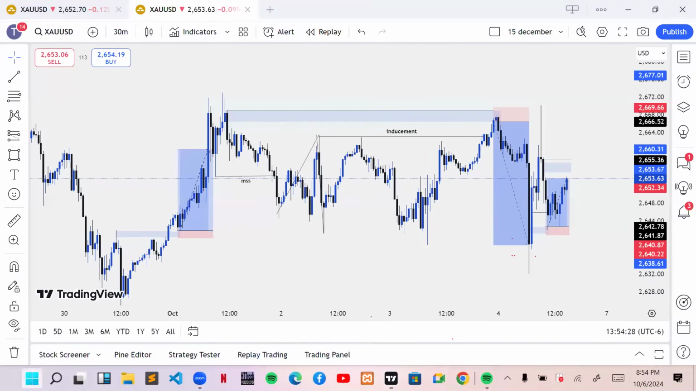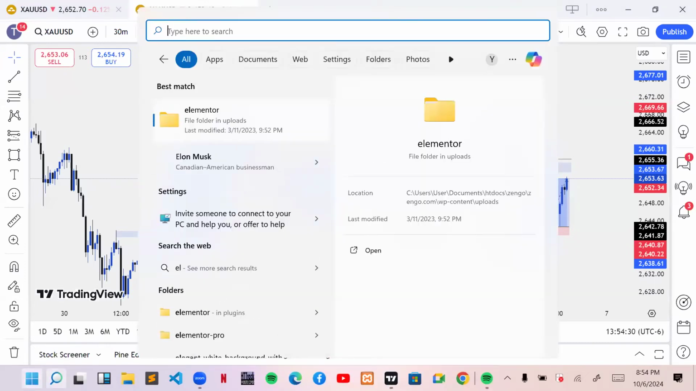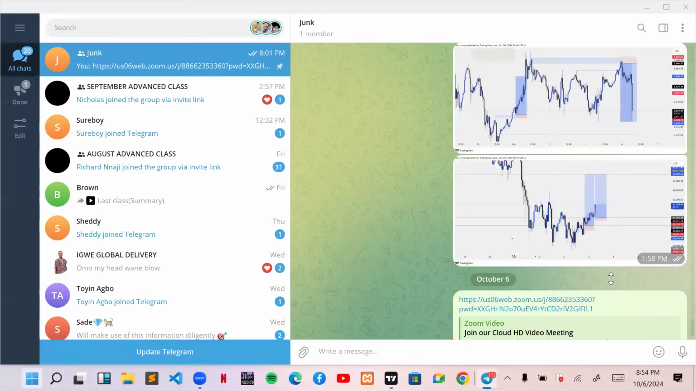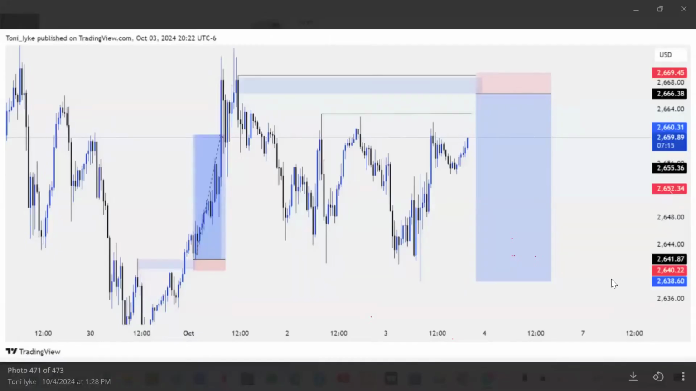So let me see if I can find it. That's when I made this analysis. So this was the trade. Can you see? I saw my market structure shift, I saw my inducement, and I marked my order block.